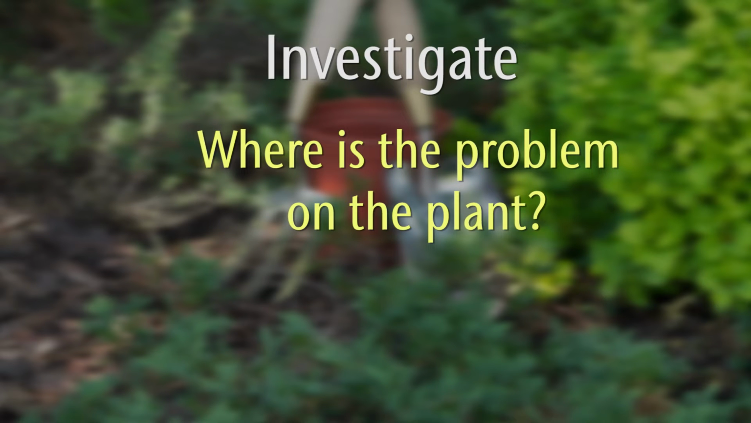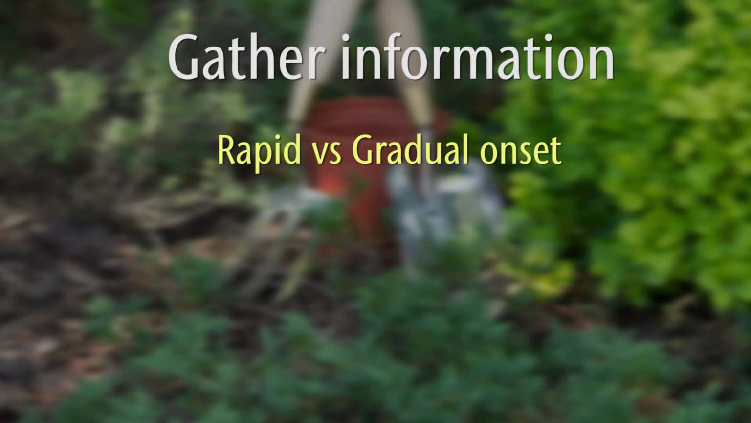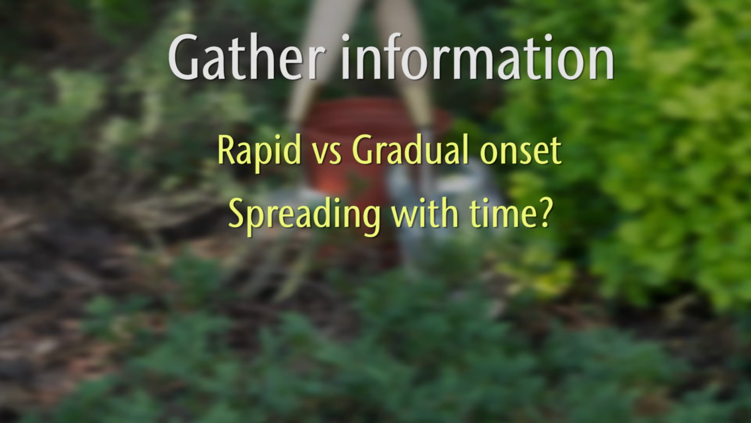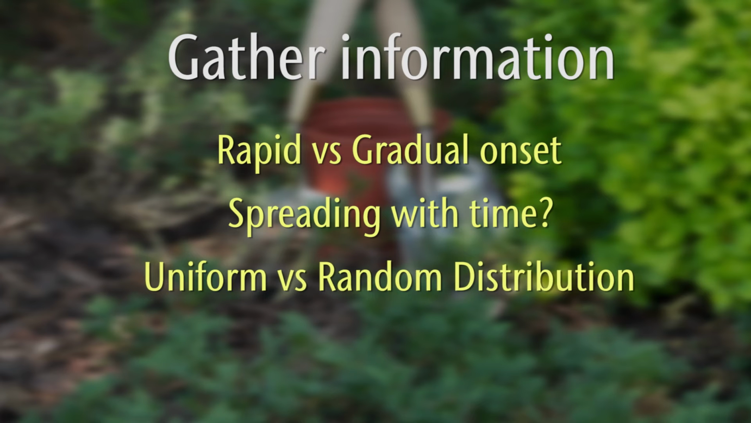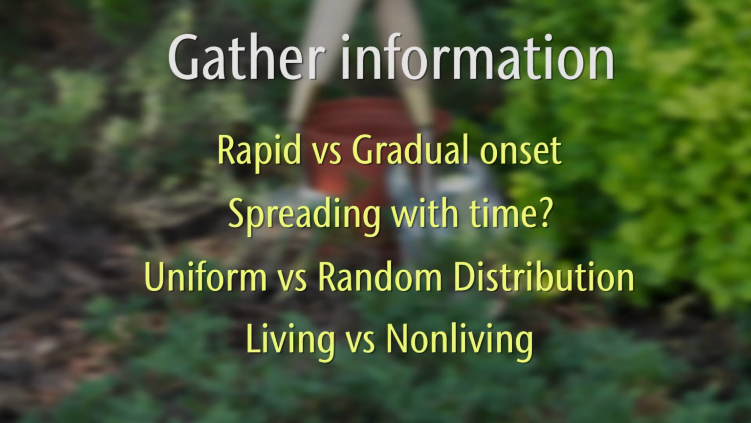So let's review. You notice a problem. You stop and you investigate. The first thing you're going to look for is, where on the plant is that problem really likely to occur? Is it a root problem? Is it a branch problem? Once you have that, you're going to gather information. You're looking for patterns that suggest to you that the problem is rapid onset or gradual onset, that it is spreading with time or not spreading with time, that it is uniform distribution or a random distribution on the plant. Things that are going to key you into the fact whether it is a living or a non-living cause.